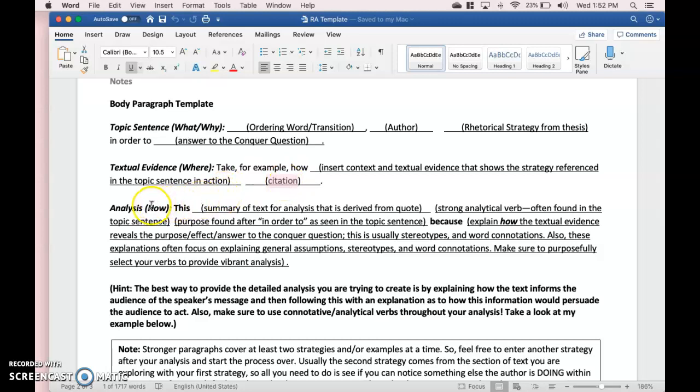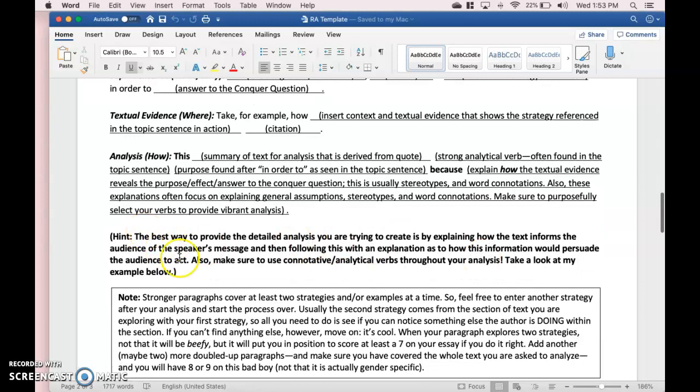The next sentence is going to be your analysis of how. So what you're going to do is write a summary of text for analysis that is taken from this quote. You're going to use a strong verb here from your verb list. And then you're going to explain the purpose found after in order to, as seen in the topic sentence. So back up here, the answer is going to go here. You're going to write the word because, and then here's the hard part. You're going to explain how the textual evidence reveals that purpose or answers that Conquer question. You are going to explain what the connection is.